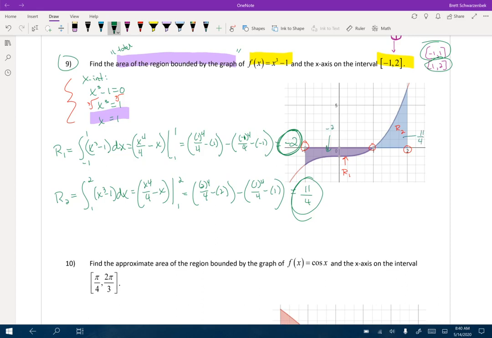So if we want to find the total area of this picture bounded by the curve, we would have to do -2 absolute value plus 11/4 absolute value. And yes, I do realize this is not going to do anything different, but if you wanted to go to the letter of the law, you should really do that to make sure all is good. And you're going to get a total area of this whole shaded region without negatives of 19/4.